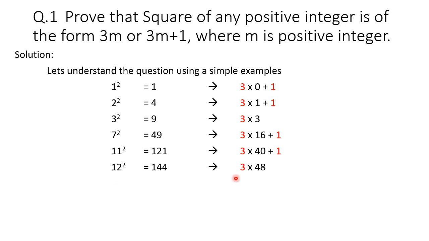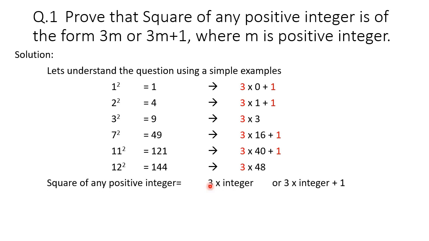12 square is 144. It can be written as 3 into 48. You will multiply 3 into 48 to get 144. In all these square examples, you will notice that these answers can be written as 3 into integer or 3 into integer plus 1. Here the first square is written as 3 into 0 plus 1, that is 3 into integer plus 1. 0 is a positive integer. We can assume 0 is a positive integer.